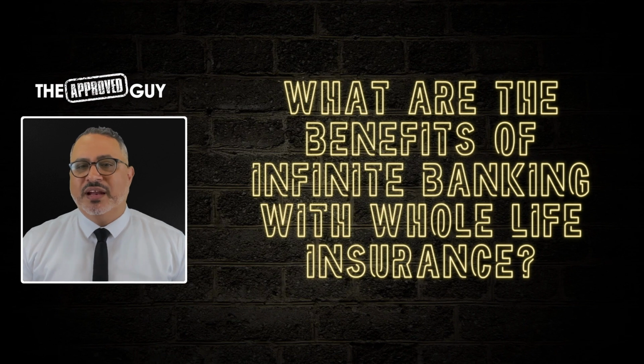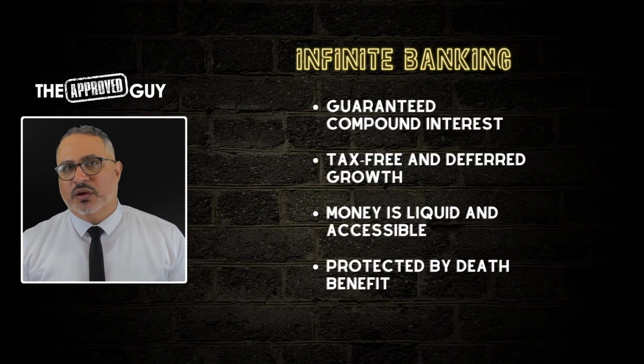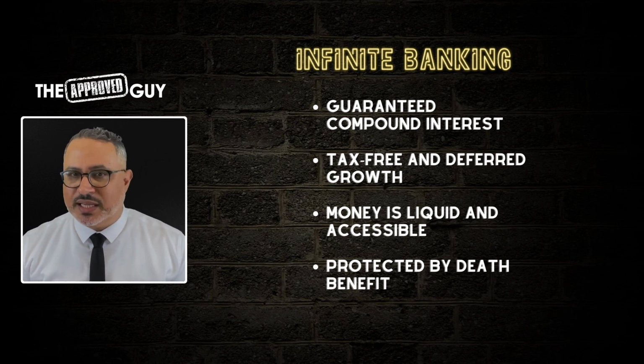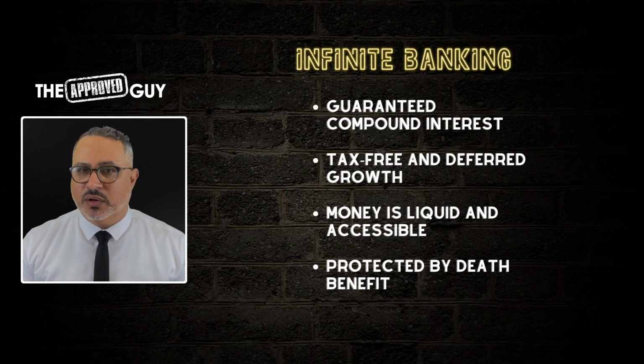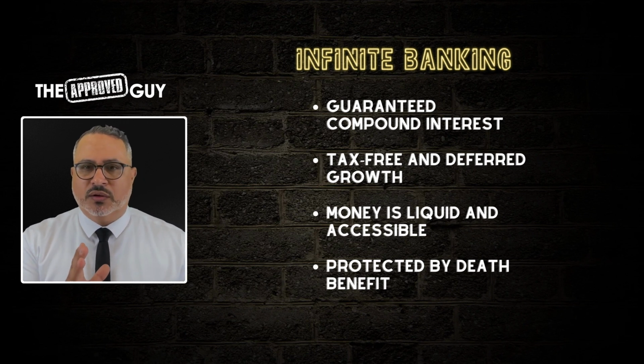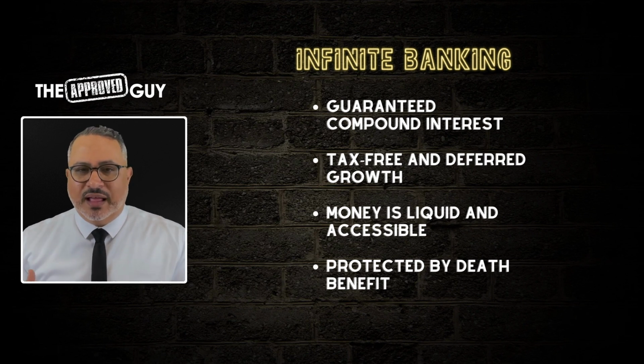And what are some of the benefits of infinite banking with whole life insurance? Well, number one, you're going to be getting guaranteed compound interest growth. Guaranteed compound interest growth. That's the key word, guaranteed. And the second key word is compounding interest. It's tax-free and/or deferred growth, as long as your cash or money does not leave the policy, so it's growing in the policy, and if you borrow against it and pay it back, that growth in the policy is tax-free.